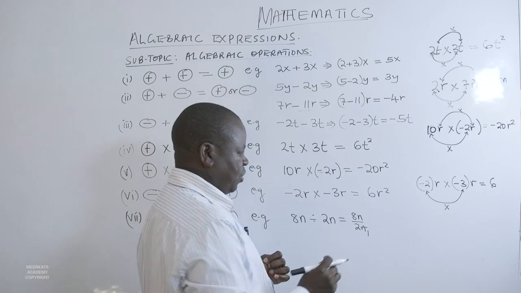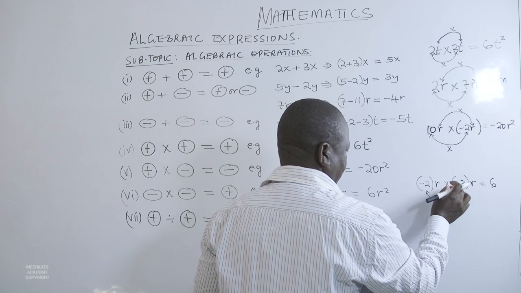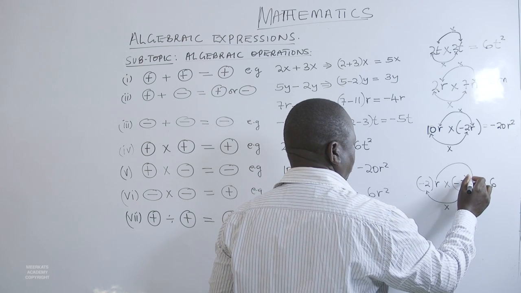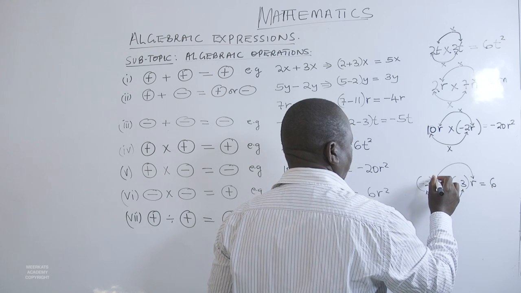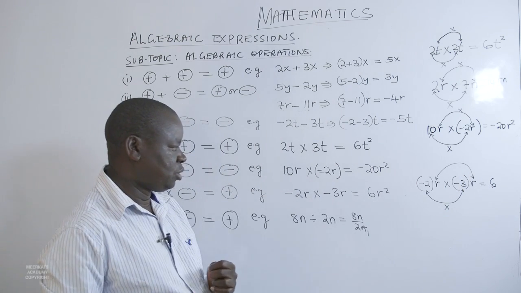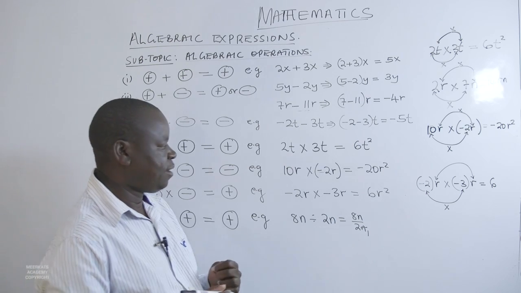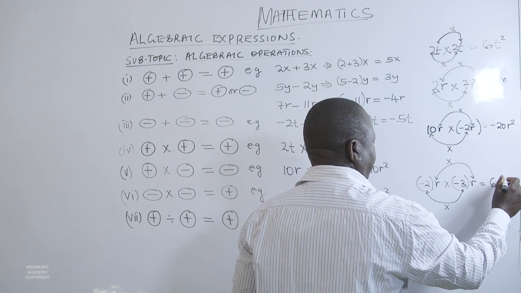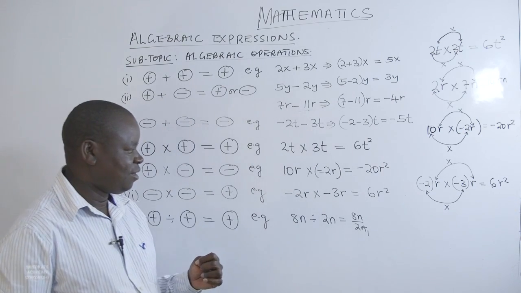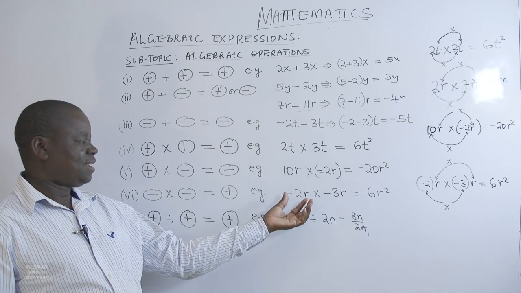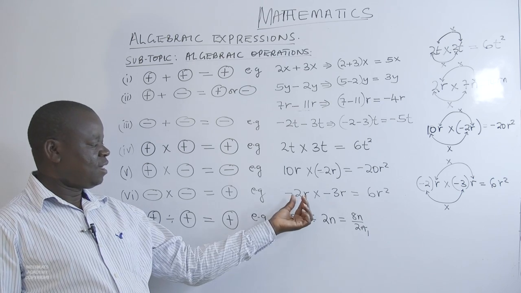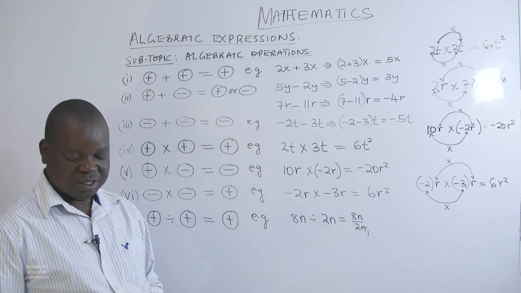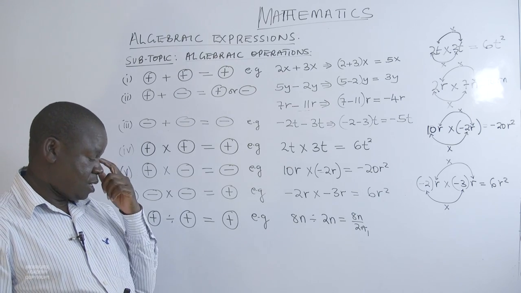Then this is positive r now, and this is positive r. Let's multiply the two pronumerals. We multiply r by r to give us r squared. So you can see that negative 2r times negative 3r, the result will be positive 6r squared.